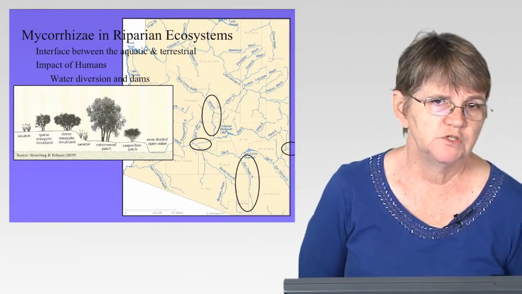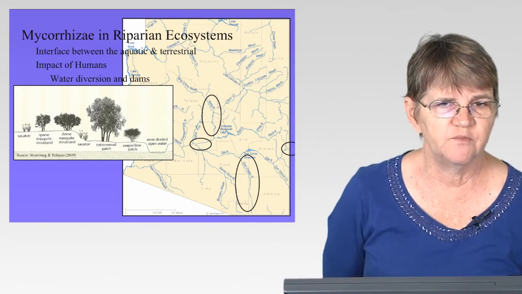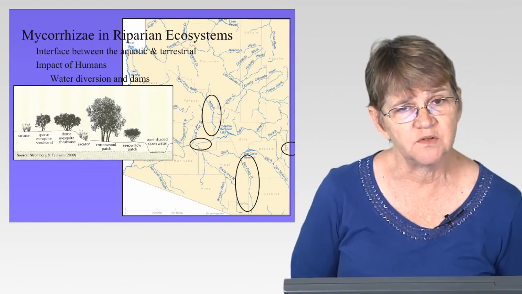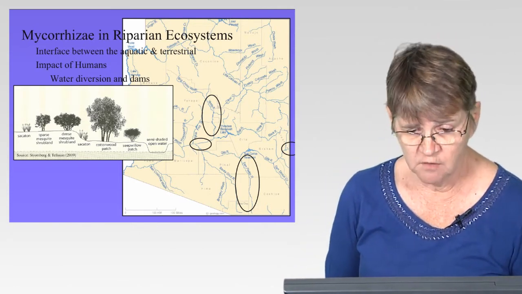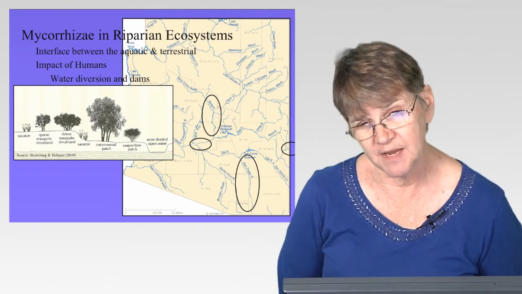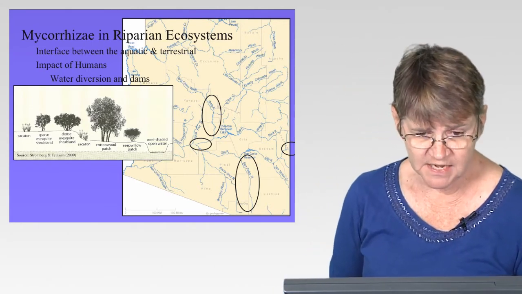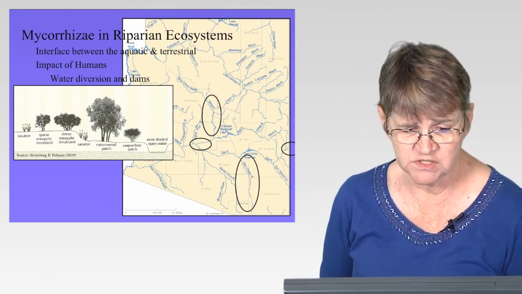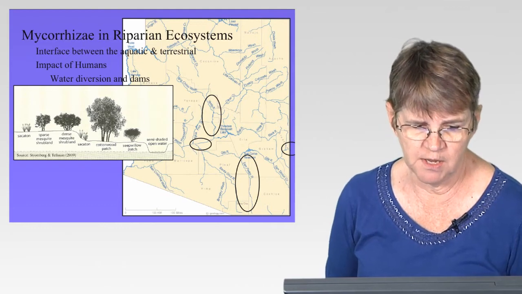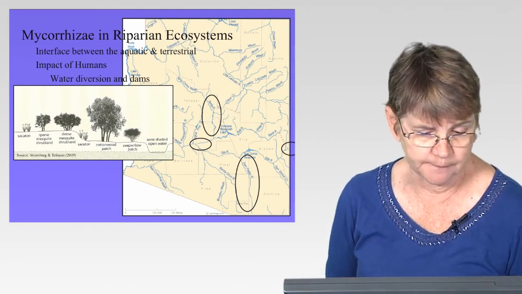And we're really interested in what the impacts of humans are on riparian ecosystems and the mycorrhizae in them. So humans have really altered these riparian ecosystems by diverting water for agricultural uses and in cities, and also by damming up areas. So we've reduced the amount of water in riparian ecosystems throughout our state.